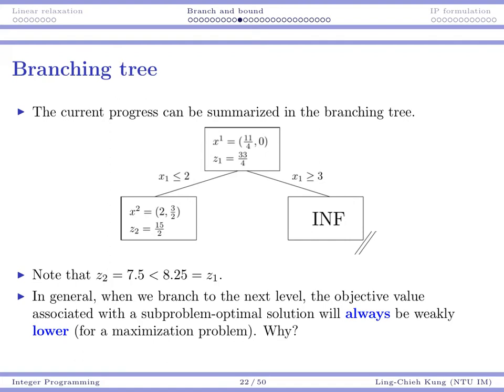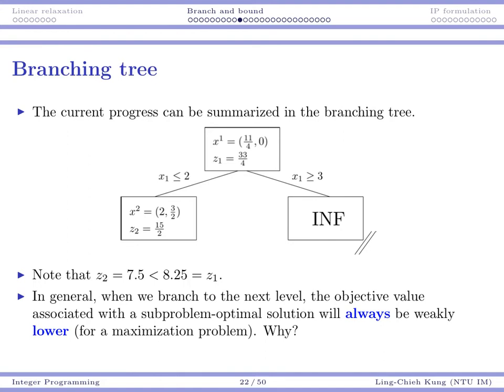Organizing what we have so far, the original LR can be solved with a fractional x1. So we branch on x1. Here, we know we need to do something else because x2 is fractional. Here, this problem is infeasible, and we say this node is dead. We don't need to worry anymore about this node. Before we move on, note that z2, okay, here, is less than z1.